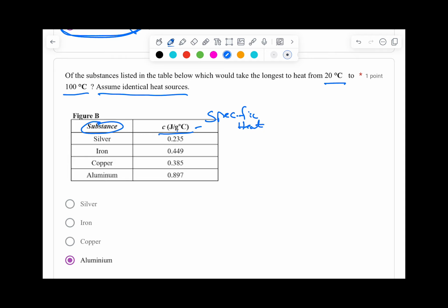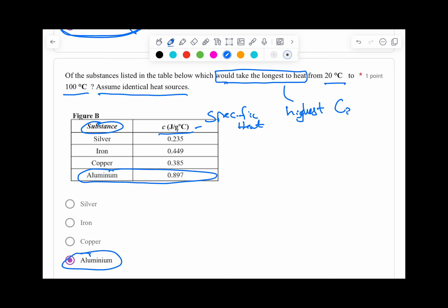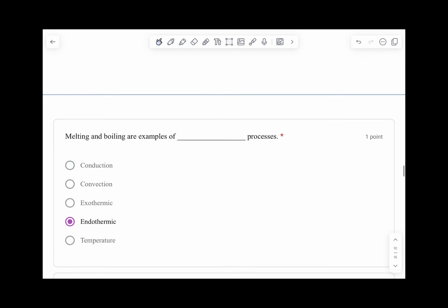And what did we say earlier about specific heat? The lower the specific heat, the easier it is to heat up. So the question again, which would take the longest to heat up? It's whatever one has the highest specific heat, otherwise known as CP. And if I look right here, aluminum has a specific heat of 0.897, which is higher than the other ones, so you should have chosen aluminum.